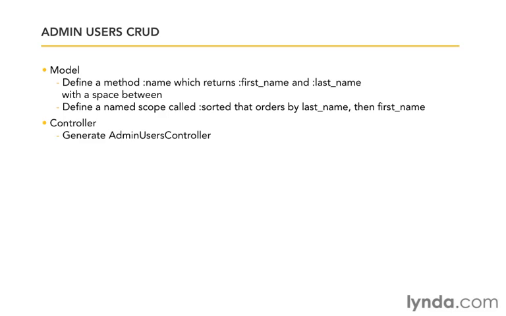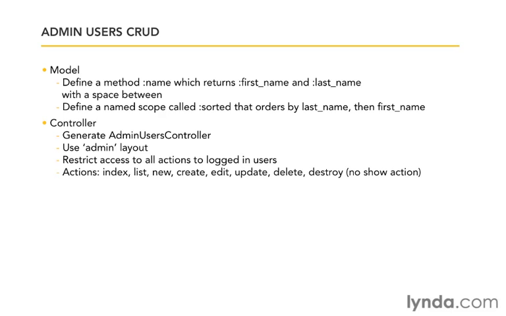The first thing you'll do is generate the admin users controller. Once that file is created, you'll want that controller to use the admin layout, and you'll also want to restrict access to all actions in that controller only to logged in users. The actions that we're going to have in the controller will be index, list, new, create, edit, update, delete, and destroy. All the actions that we've been looking at so far, with the exception of show.